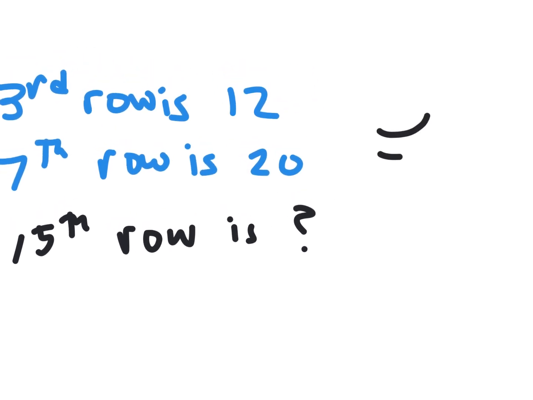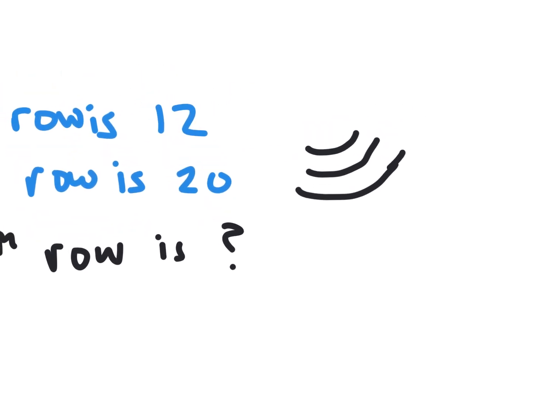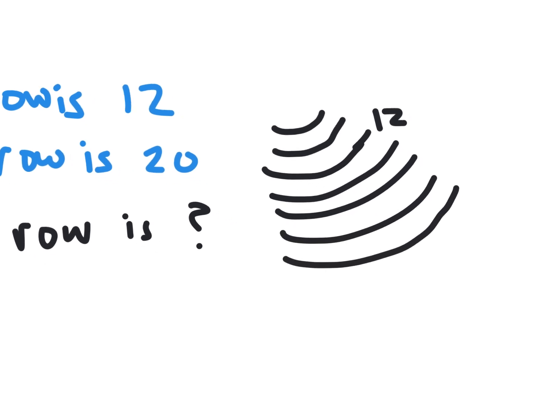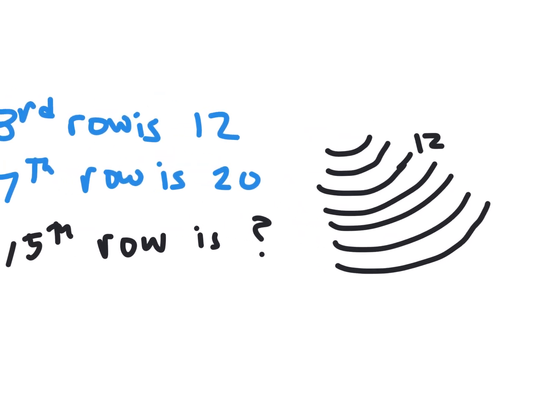Row 1, I don't know. Row 2, I don't know. Row 3 is 12. Row 4, 5, 6, 7 is 20.